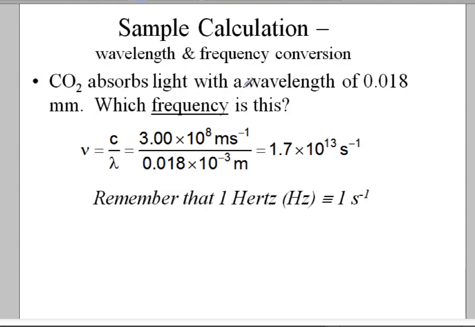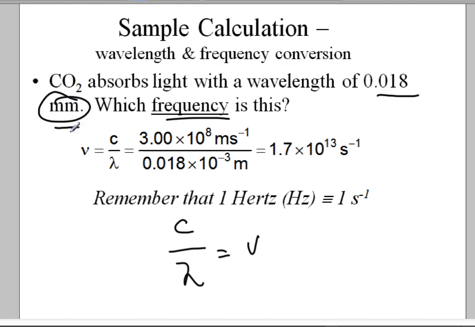CO2 absorbs light at a wavelength of 0.018 millimeters. Again, they're asking for frequency, so we know that c divided by wavelength is going to get me frequency. In this case, this is millimeters. I have to change it from millimeters to meters. So what do I have to do? It's basically going to end up as 10 to the negative third. So I just go 0.018 times 10 to the negative third. It's not exactly the correct scientific notation, but whatever, it's still converted.